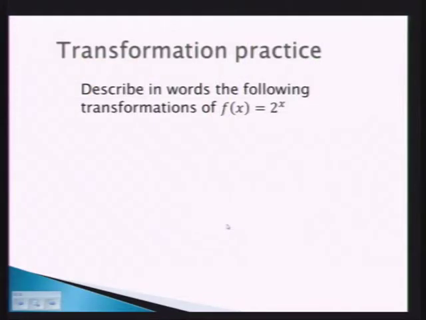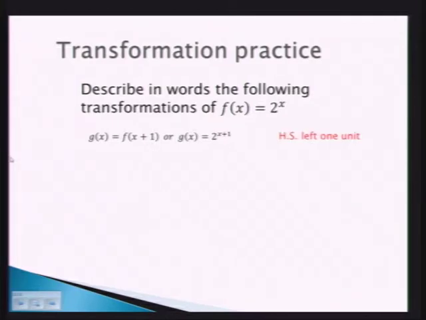Now, let's go back and practice that with some particular values. Let's describe these functions in words. We're going to start with our parent function. In this case, f of x is 2 to the x. So we're going to let g of x equal f of x plus 1. Or rather, g of x will equal 2 to the x plus 1.